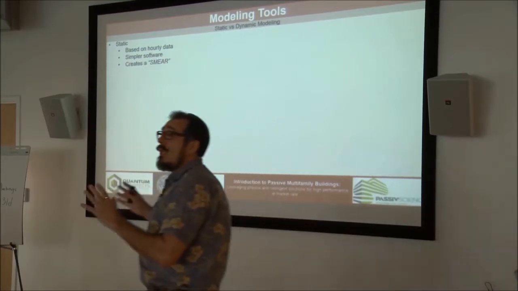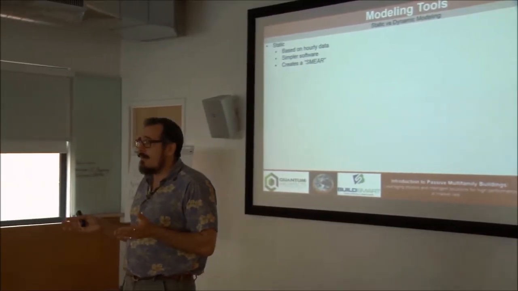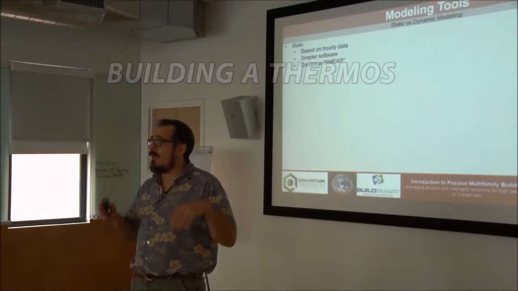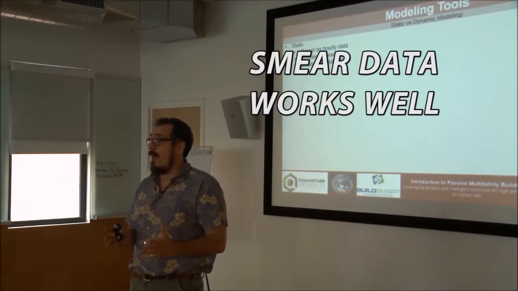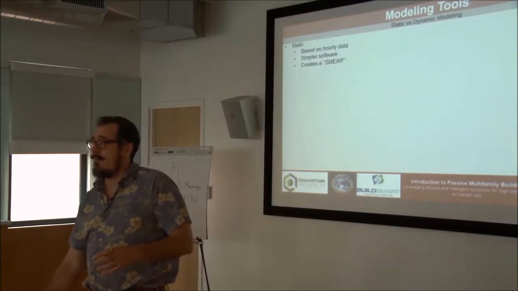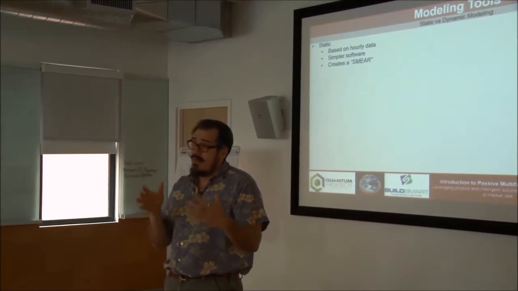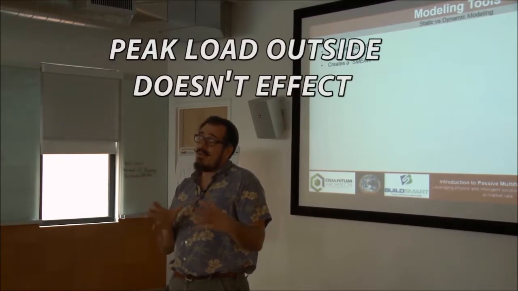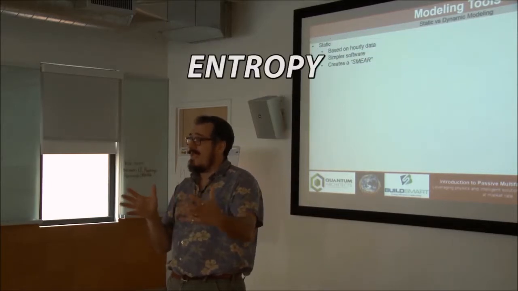For a cooling-dominated climate versus a heating-dominated climate, two different problems, same physics. For a heating-dominated climate, when you're taking the approach of building a thermos, you can smear the data out, and it works really well. Because my thermos captures heat, if it gets really cold outside but I've got a really good envelope, that peak load outside is not going to affect me a whole bunch inside, because I've got all this entropy within the building of heat built up that's going to take me over.